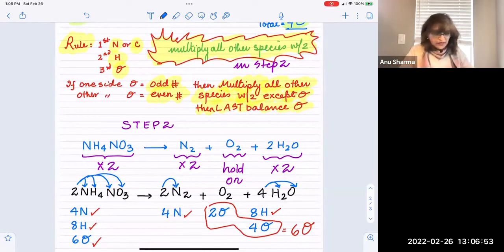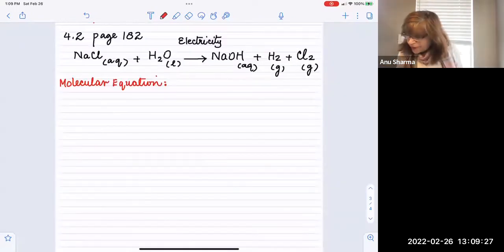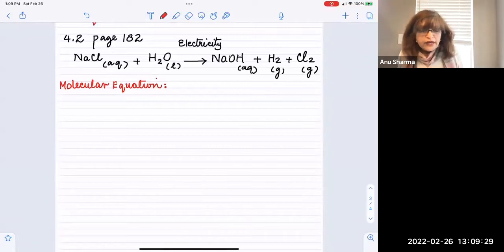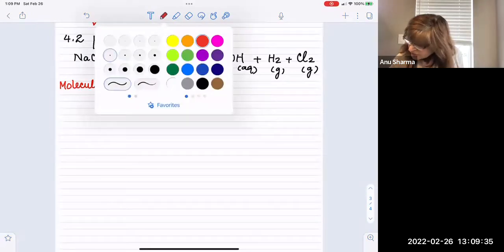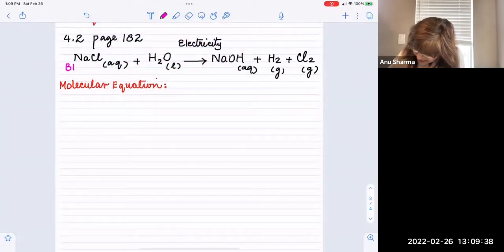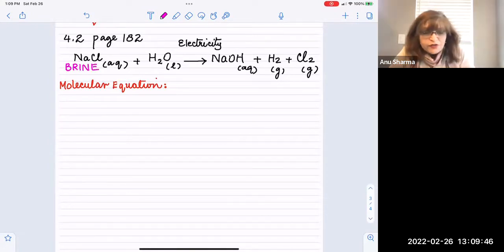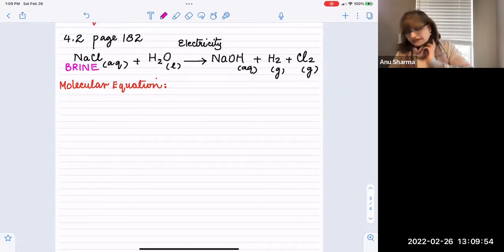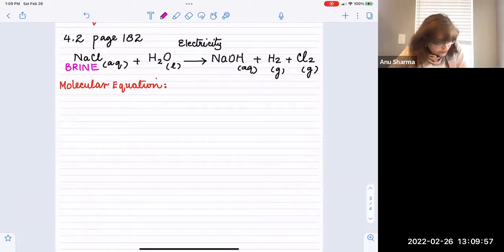Next, let's look at the 4.2. Okay, so 4.2, page 182. Here you have a solution of brine. Brine solution is when sodium chloride, that is your common salt, table salt, is added to water. So that's called a brine solution. Anyway, here you have a brine solution in which you pass electrical current, and you see that it splits up. It gives you sodium hydroxide, hydrogen gas, and chlorine gas.